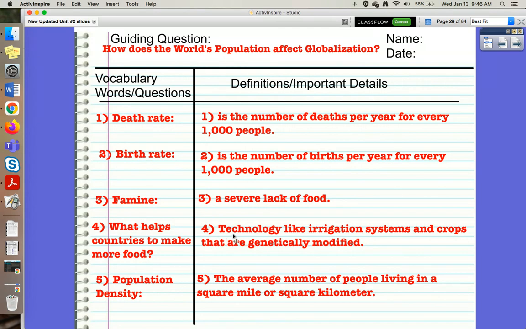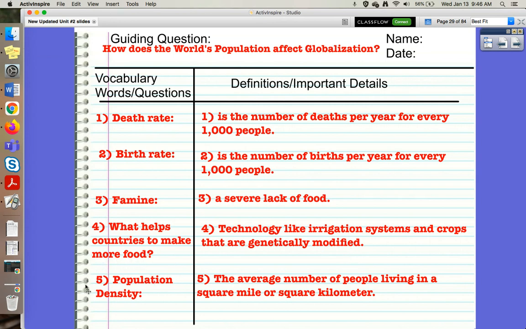Okay, technology like irrigation systems and crops that are genetically modified. Irrigation systems are systems that bring water from where it is to where it needs to be. And genetically modified is probably something that you've heard before. And what we do is scientists change the plants so that they grow faster, that they need less water, maybe they're more resistant to bugs, but we're somehow changing the makeup of that plant so it's easier to grow.